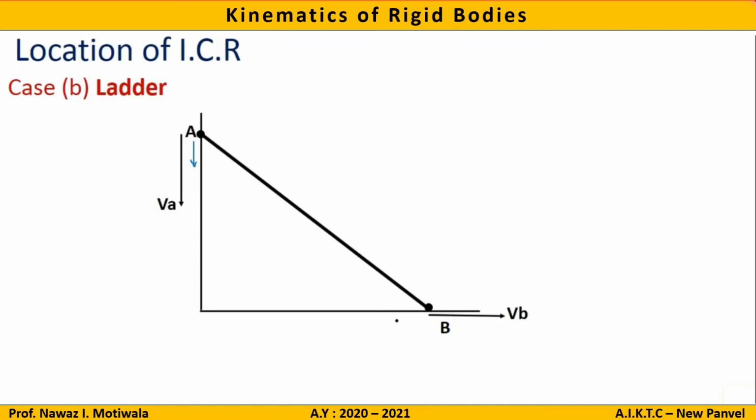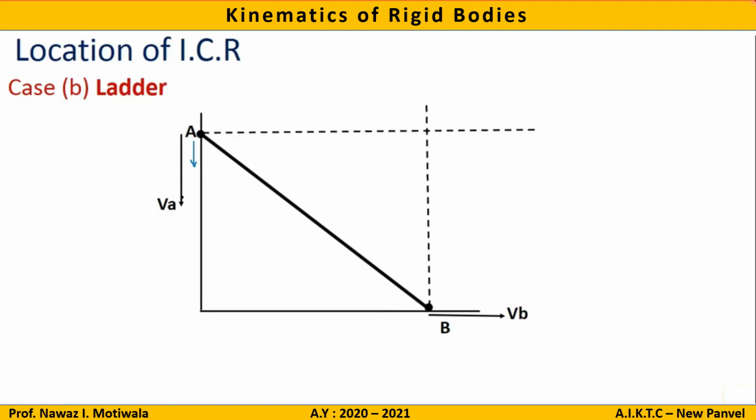Now to locate ICR, we have our concept and we have seen that to locate ICR, we need to draw perpendiculars from the velocities. So let us say there is one velocity VB here, which is in this direction horizontal, and there is one velocity VA, which is in the vertical direction. Now I will just draw perpendiculars to these velocities. So this is my one perpendicular. As the velocity VB is in horizontal direction, the perpendicular will be in vertical direction. Similarly, at this point the velocity is in vertical direction, hence perpendicular will be in horizontal direction.